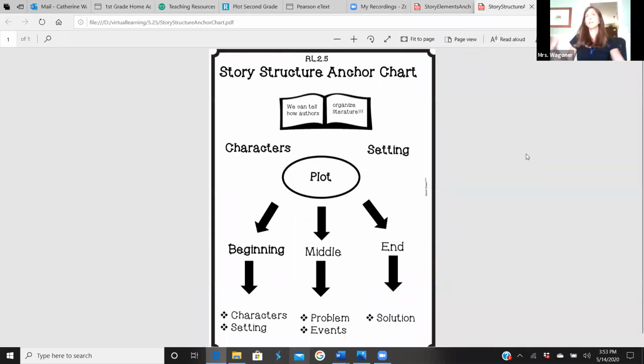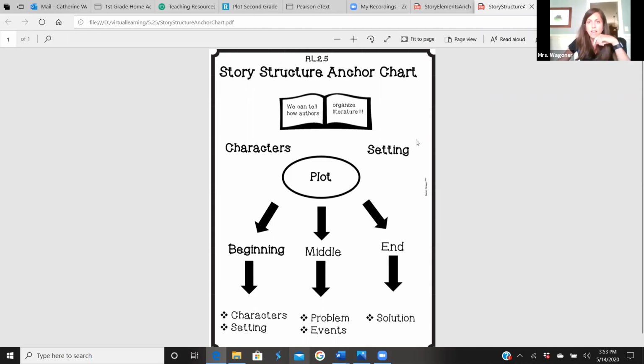In order for a story to make sense, it needs to have these elements. This is what makes stories entertaining for us to read, because they're organized in a certain way with the structure, the different pieces put together, and elements. So we can tell how authors organize literature. Fictional stories are organized one way and nonfiction stories are organized another way, with titles and subtitles and captions, etc.